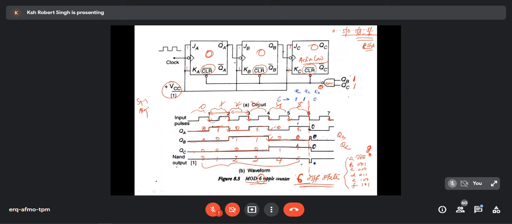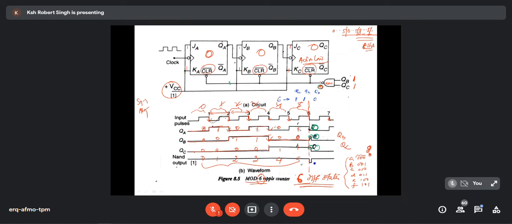I don't know whether you understood or not. There is a little up portion. See, QB is 1 and QC is also 1 for a little moment of time. Because of that, the NAND gate gives 0 and every flip-flop gets cleared. So after this small time, you get 0 here and 0 here. Now it has become 0.